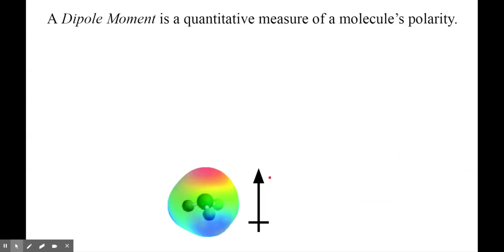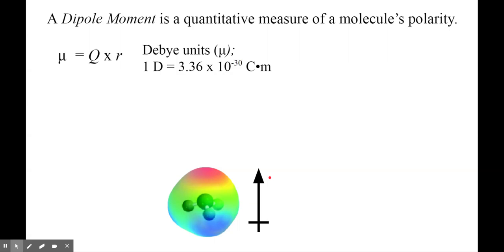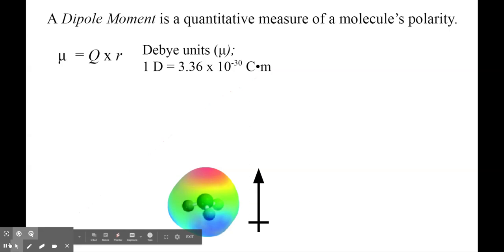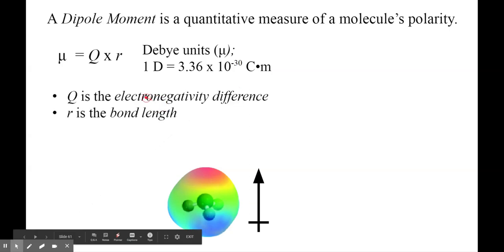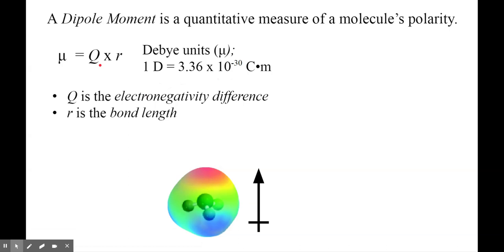So again, these arrows we're showing, these are often called dipole moments, and it's just showing where electrons are pulled to. It's a quantitative measure of polarity. Now, you're not going to have to do any math here, but they do have magnitudes. So this is the Debye unit, 3.36 times 10 to the negative 30 coulombs times meters. So it's charge times distance. And the Q is the difference in electronegativity, R is just the bond length. So we can calculate or measure these dipole moments.